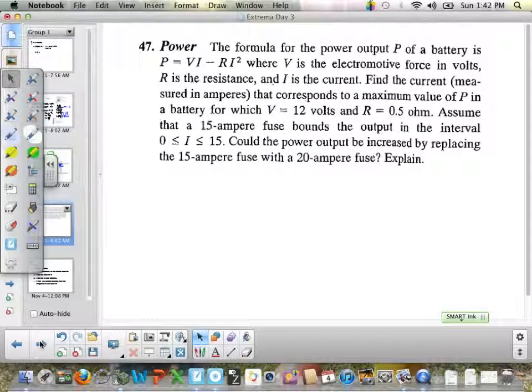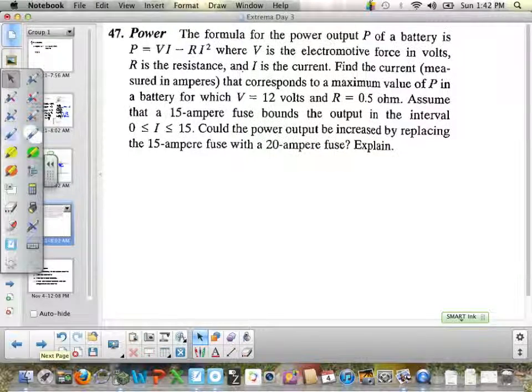Power. Let's apply it now. The formula for the power output of a battery is P equals VI minus RI squared, where V is electromotive force in volts, R is resistance, and I is current. Find the current, measured in amps, that corresponds to a maximum value of P in a battery for which V equals 12, R equals 0.5. Assume that there's a fuse bound output in the interval 0 to 15. Could the power output be increased by replacing the 15 amp fuse with a 20 amp fuse?